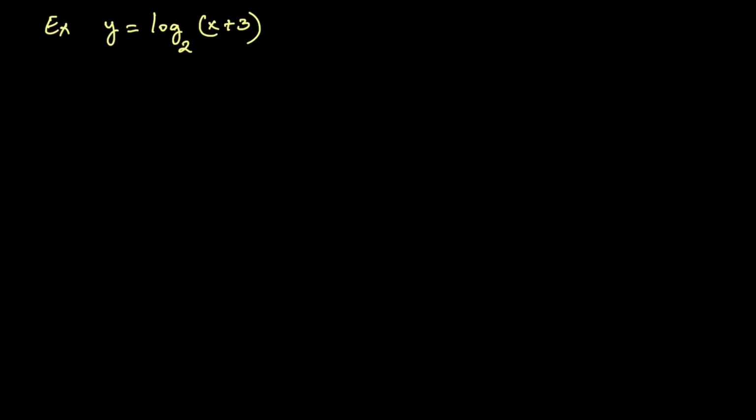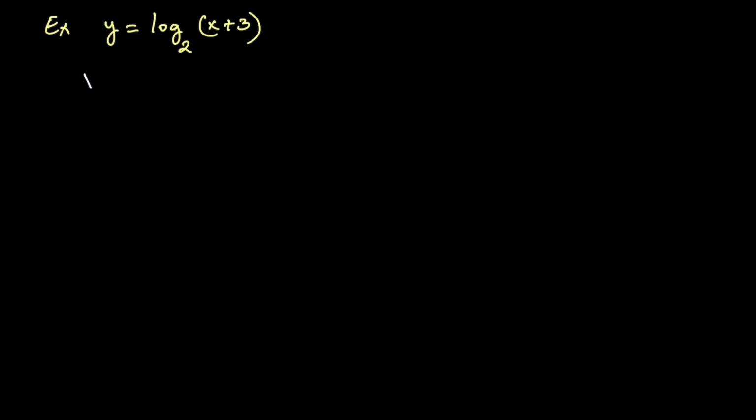Horizontal shift, y equals log base 2 of x plus 3. Understanding the transformation. When we add 3 inside the logarithm, we shift the entire graph 3 units to the left. The function becomes y equals log base 2 of (x plus 3). Key principle. Adding a positive number inside the function shifts left, not right.